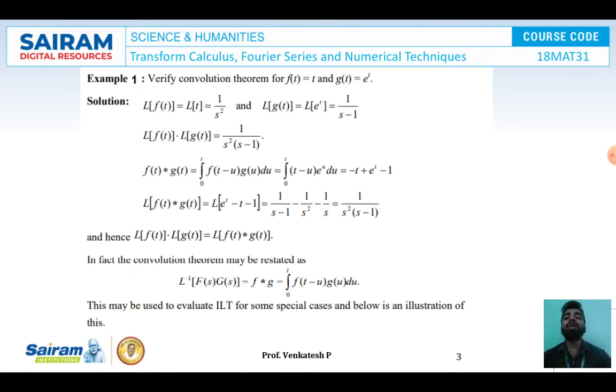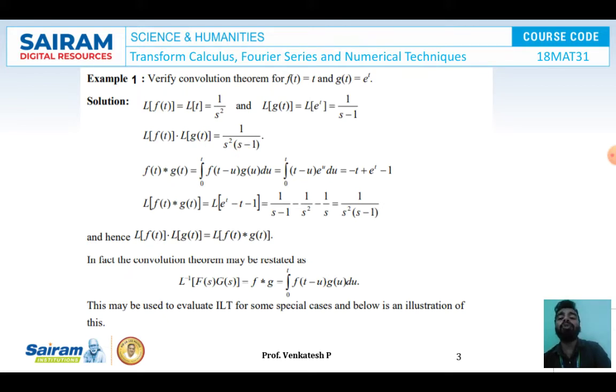The first problem is to verify the convolution theorem for f of t equal to t and g of t equal to e power t. First, we'll find the values of capital F and capital G by applying the Laplace transform to the given f of t and g of t. The Laplace transform of f of t is the Laplace transform of t, which is 1 by s square. Similarly, the Laplace transform of g of t is the Laplace transform of e power t, that is 1 by s minus 1. Therefore, the Laplace transform of f of t into the Laplace transform of g of t will be equal to 1 by s square into s minus 1.